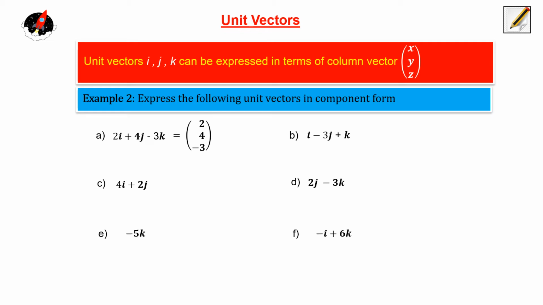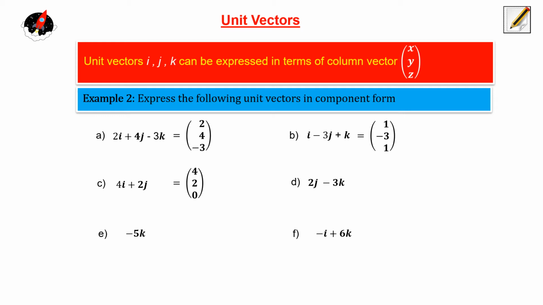If we look at B, we have 1i subtract 3j plus 1k. So that's going to give us a column vector of 1, minus 3, 1. For C, we have 4i plus 2j. So notice here we don't have a k term. So in this case, we're just going to have positive 4, positive 2, 0. So 0 represents the fact that we don't have the k term here.